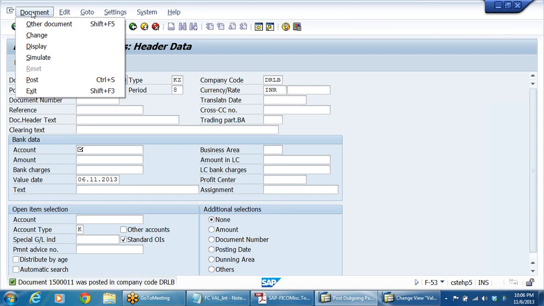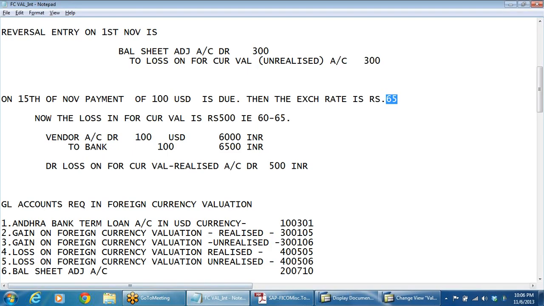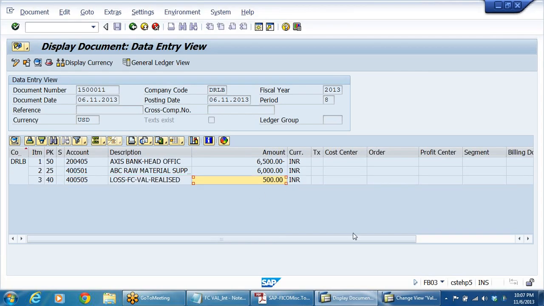Right, look at the entry now. Display. In US dollar, system is going to post Axis Bank account is credited and vendor account is going to be debited. Loss on foreign currency valuation realized 0. In USD it is 0. Display currency. See, 500 rupees. So exactly whatever the configuration we have done, that is working fine. This is what I wanted, right? So vendor account is going to be debited, bank account is credited, debit loss on foreign currency valuation INR 500. The same entry system has given me.